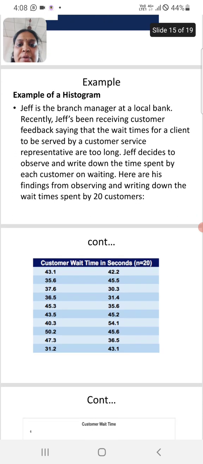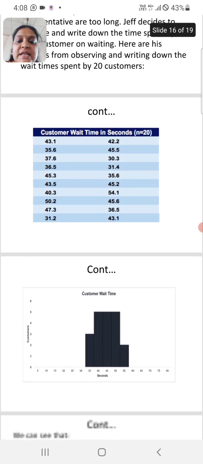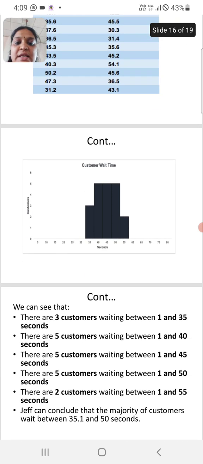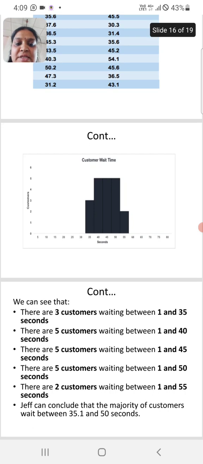And here is an example of a histogram. You can see the question here. Jeff is the branch manager at the local bank. The customers have complained that the waiting time for customer service is too high. So Jeff has to identify at what time intervals the customers are waiting too long. So here is the representation, and they have mentioned the waiting time in seconds. This is the customer waiting time, represented in a histogram.